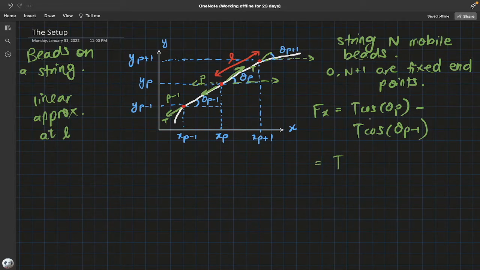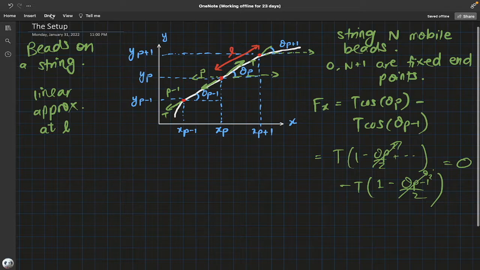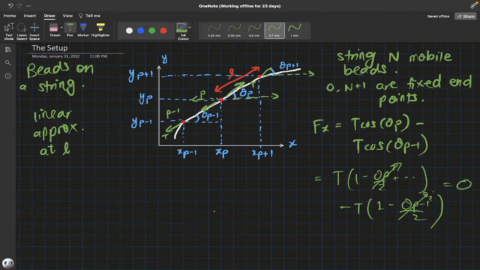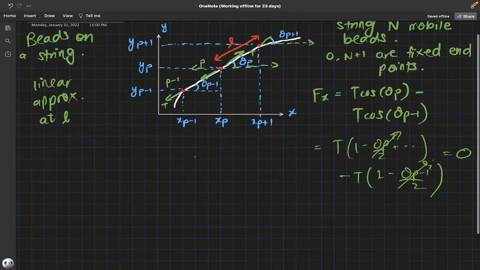what we can do is pull out a first order approximation for this: 1 minus theta sub p squared over 2 and other factors. Now, since I said we cared about first order, ignore this, ignore that. So T minus T, which is 0. And again, we weren't really concerned about force in the x direction, because the motion that's really interesting to this system is the motion along y.